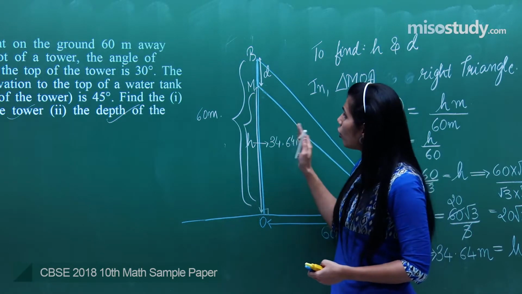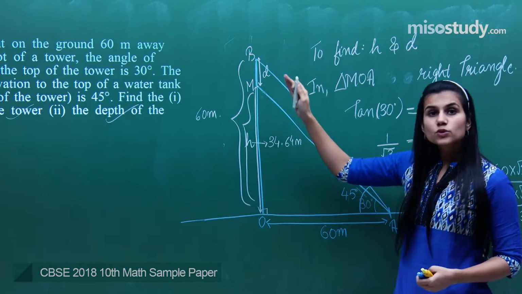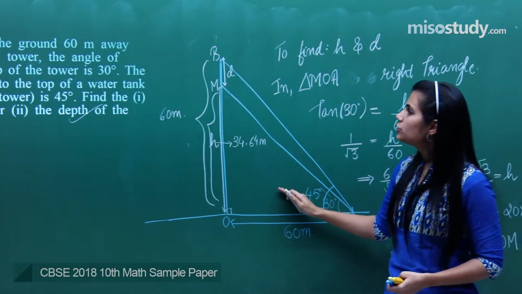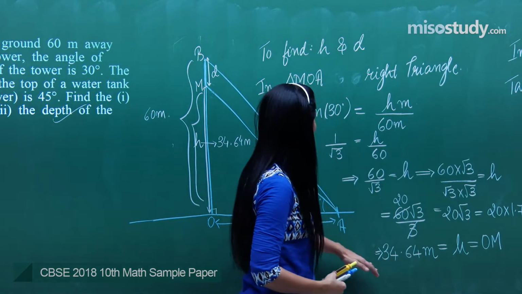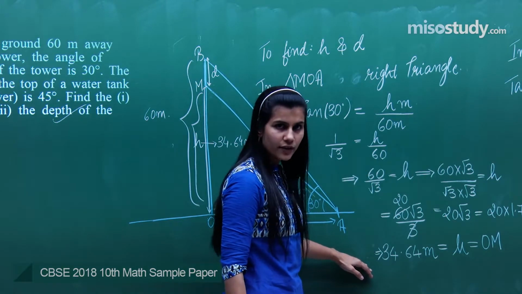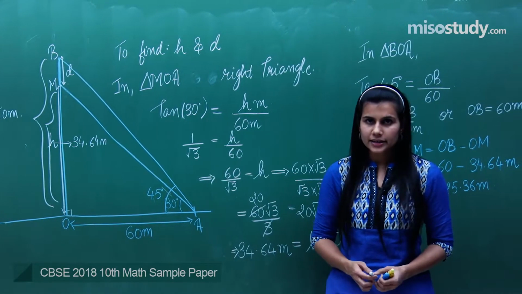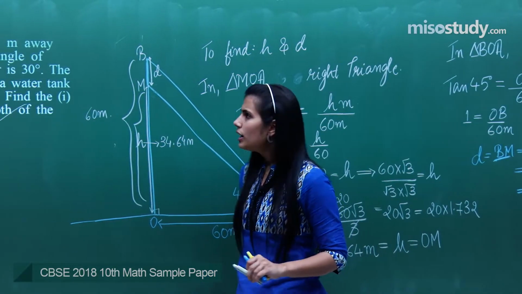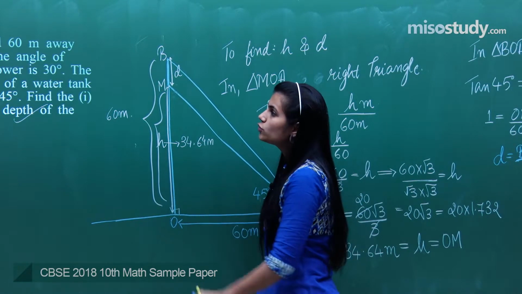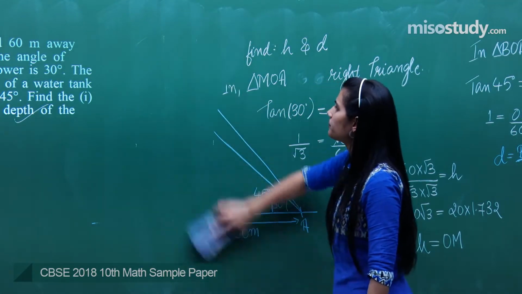Understood? So, like this, by considering two right angled triangles one by one, we were able to solve the first and the second part. We could find out the height of the tower, and also the depth of the water tank. Pretty easy question, not at all too lengthy also, but the only thing is you should be able to interpret the question in the form of this diagram.